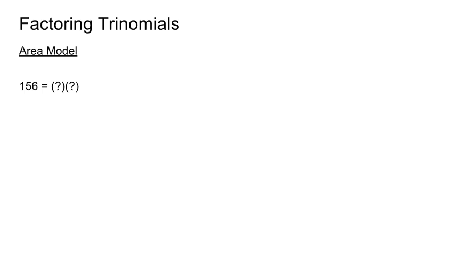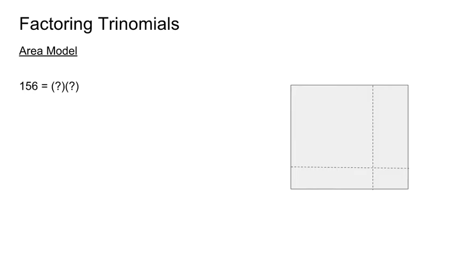So let's look at the area model of 156. Still not a trinomial, but we can look at how we might be able to break this number, 156, up into different parts that we can then use to help us factor trinomials. So we have another rectangle. Looks kind of like a square. Doesn't have to be a square. Any kind of rectangle. And we know that we can write it as length times width, but 156 might not be the easiest number to find the 2 factors of. So we could break it down.